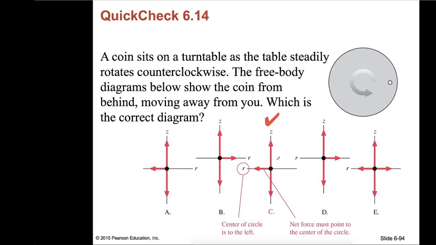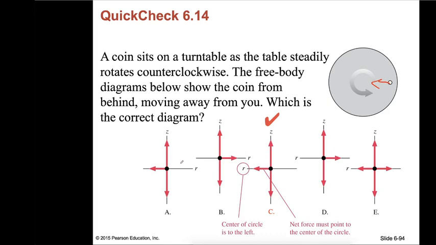Why? Because, first of all, the acceleration pointing to the center, and the normal force and the weight, they balance each other. So the answer should be C.